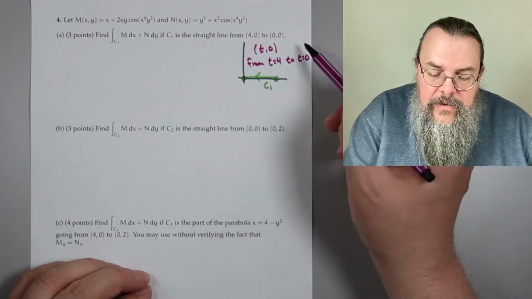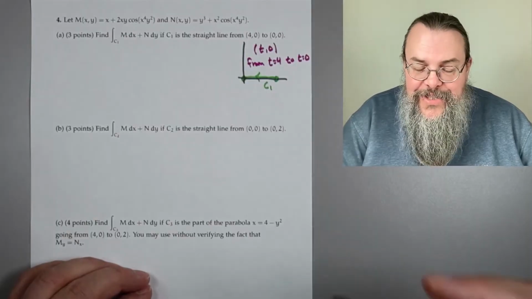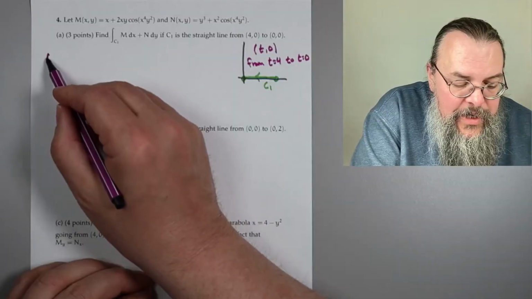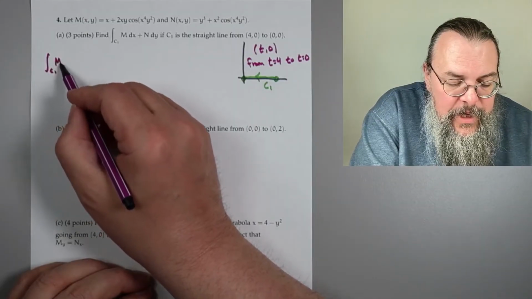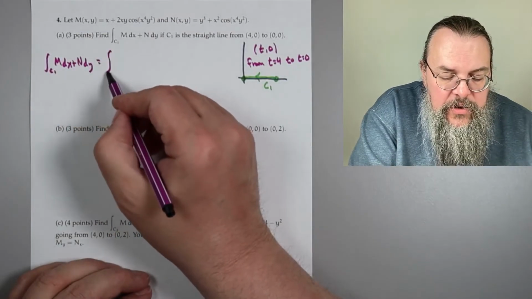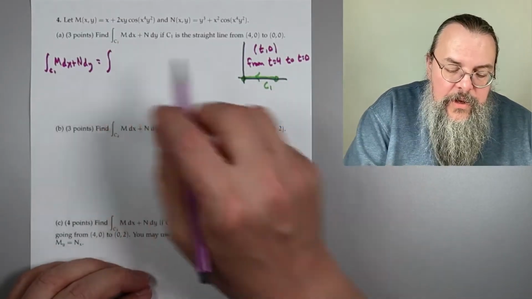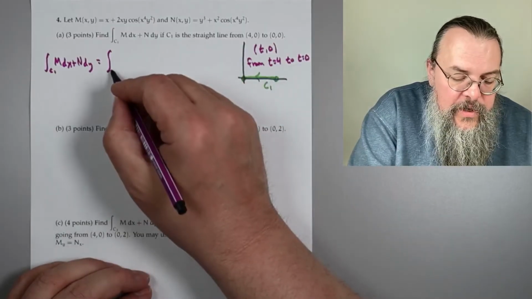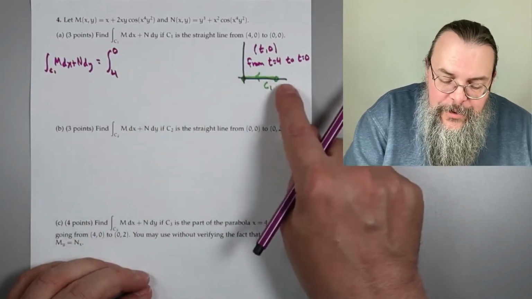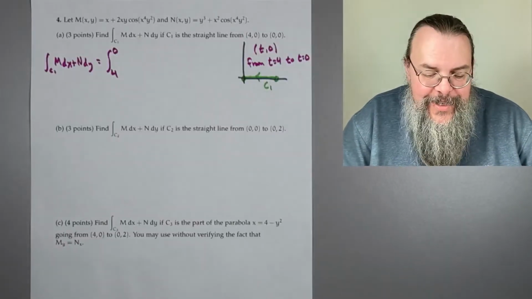In other words, this right here is a parameterization. So we can use parameterizations to actually carry out line integrals. Our integral over curve 1 of M dx plus N dy is equal to the integral, and we have to say where we start and stop. Well, we start at 4, and we stop at 0. That's why this looks weird, because we're going sort of in the wrong direction. But that's okay, ignoring that small technical detail.